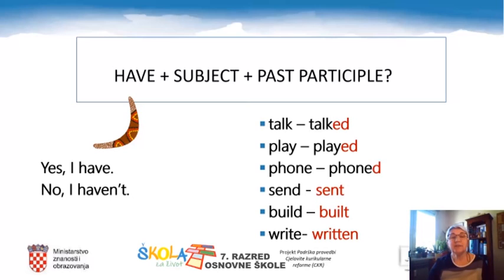And you can see a boomerang here. Why boomerang? Let me explain. When I throw a question at you, have you? The question, like the boomerang, goes to you and goes back. What goes to you must return. Have you? I have. The same verb, the same auxiliary. So you will remember the boomerang. What you get, the same thing you must throw back, like the boomerang.